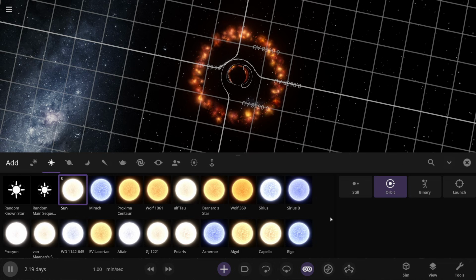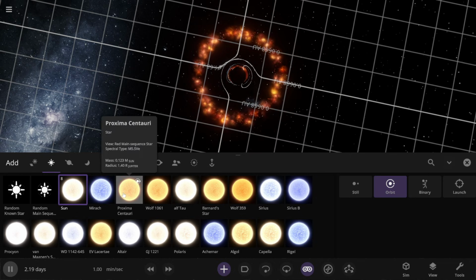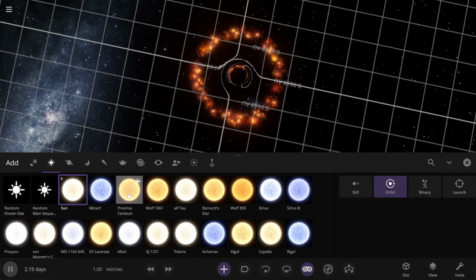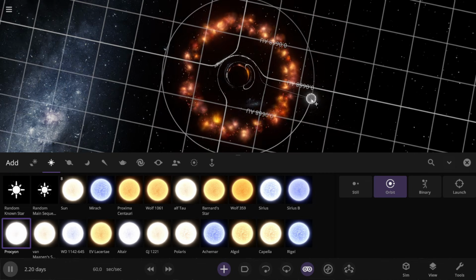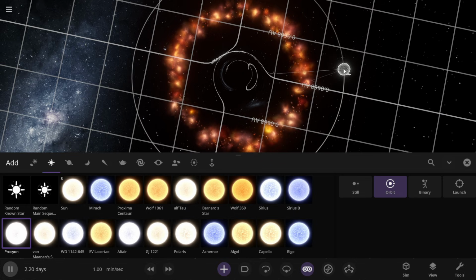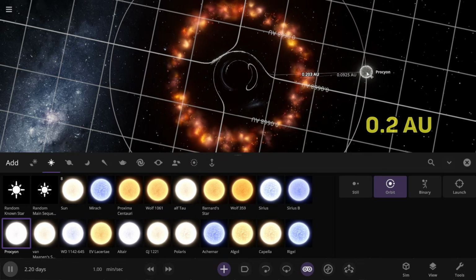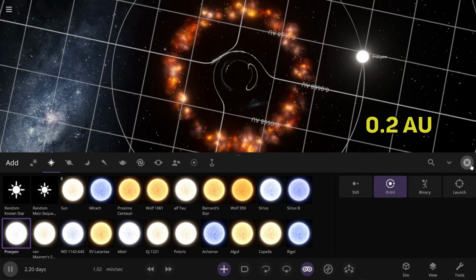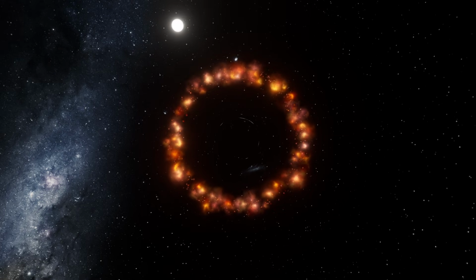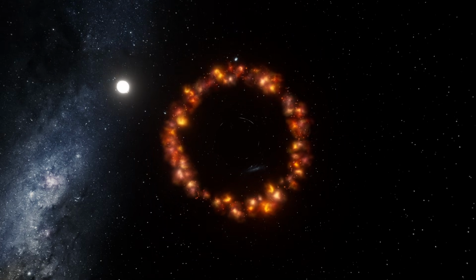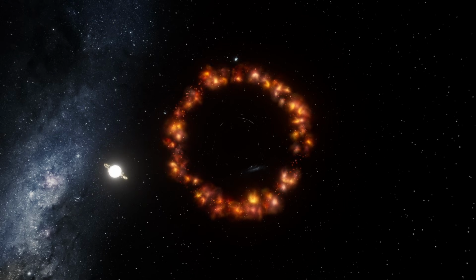Next, we'll take bigger and significantly more massive stars and see how the black hole actually deals with them in this process. Let's start with the star Procyon. This star is bigger than the Sun, and this time I'll place it a bit further away at a distance of 0.2 astronomical units. It's on its way. I'm speeding up time. It's not being torn apart yet, but I think it's just a matter of time. Oh, there it is. It's starting to tear apart.